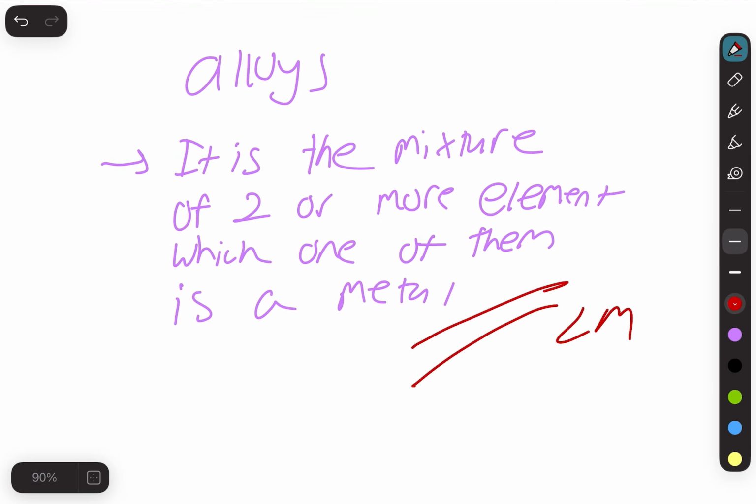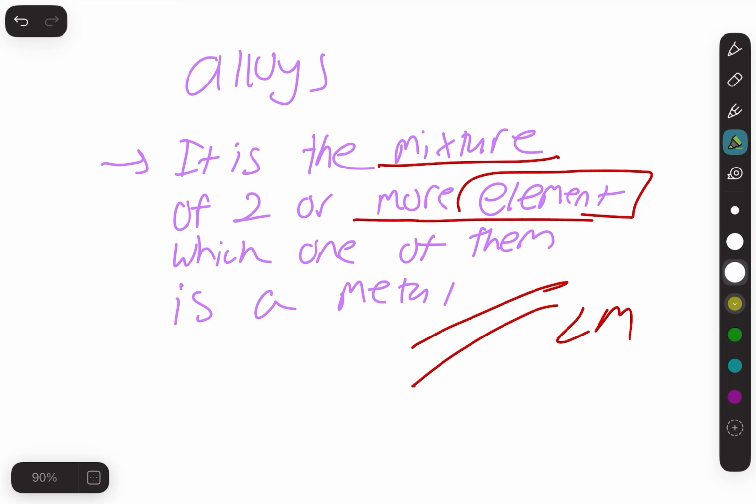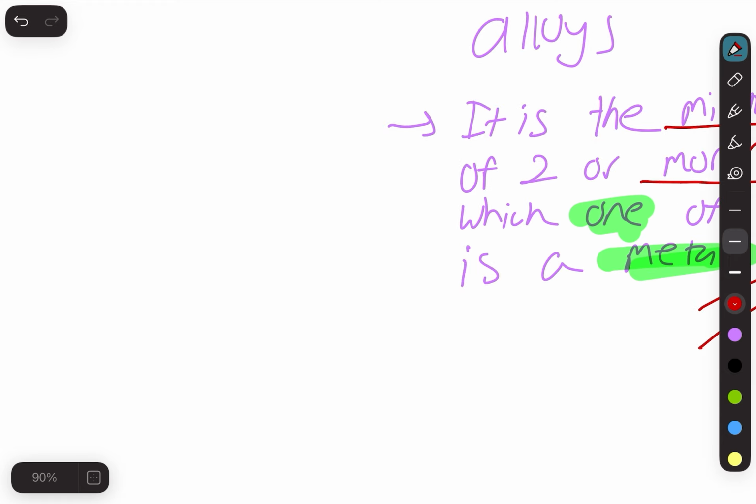Because what it means is a mixture of 2 or more elements. This is an element, remember, guys, okay? Because we need to know this is an element and one of them is a metal. Okay, just memorize this. This is very important. Okay, that's the next question.